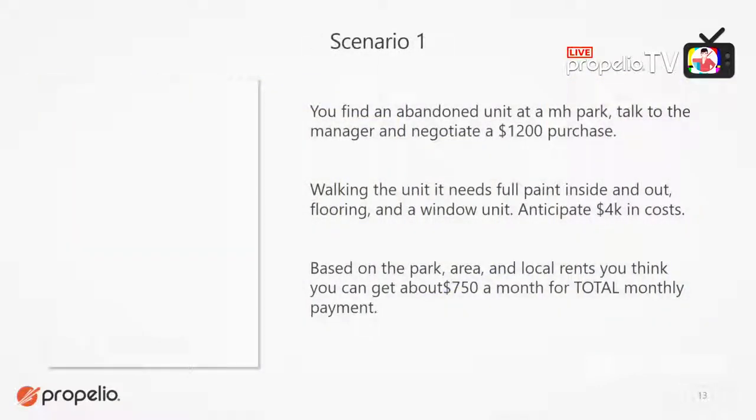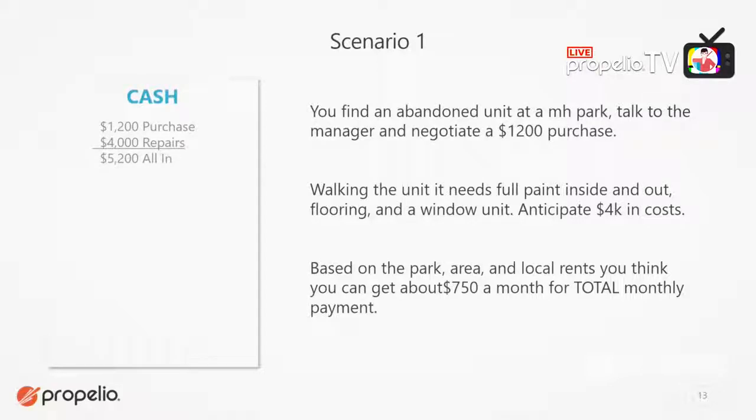I find an abandoned unit at a mobile home park, and I talk to the manager and talk them into a $1,200 purchase. Walking the unit, it needs a full paint inside and out, flooring and a window unit. I anticipate $4,000 in costs. Based on the park area and local rents, I think I can get about $750 a month for total monthly payments. So if I break this down, I'm looking at $1,200 to purchase, $4,000 in repairs, $5,200 all in on cash. It's very simple math up until now.